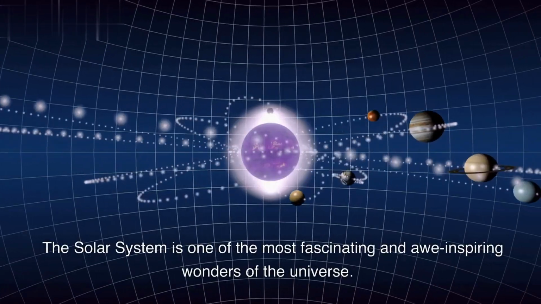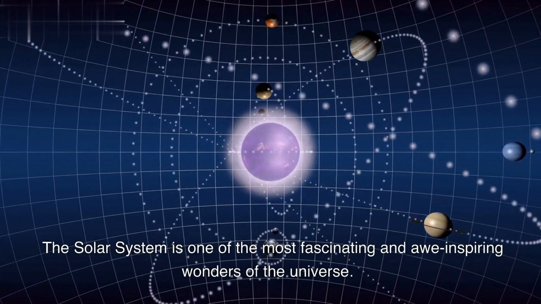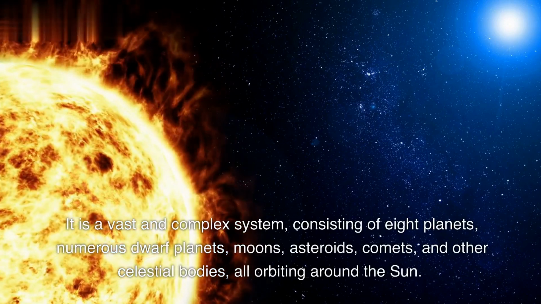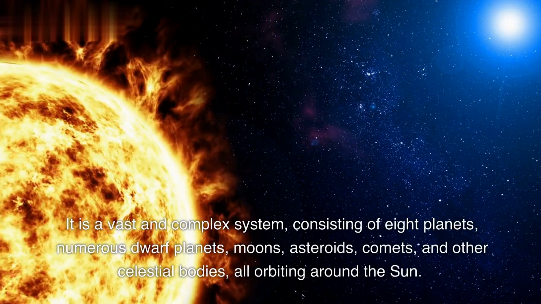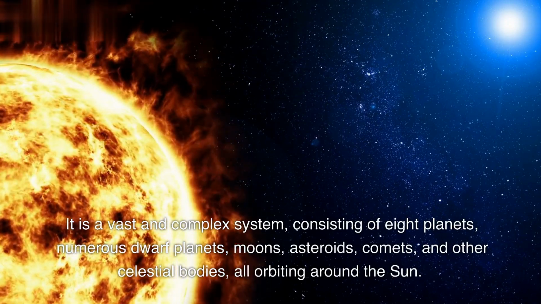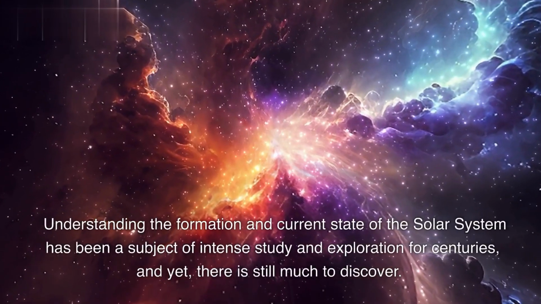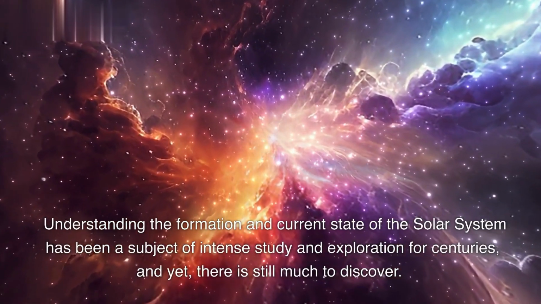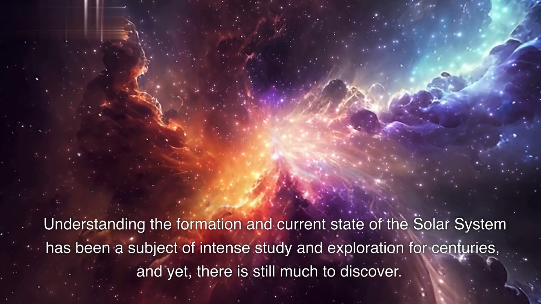The solar system is one of the most fascinating and awe-inspiring wonders of the universe. It is a vast and complex system, consisting of 8 planets, numerous dwarf planets, moons, asteroids, comets, and other celestial bodies, all orbiting around the Sun. Understanding the formation and current state of the solar system has been a subject of intense study and exploration for centuries, and yet, there is still much to discover.